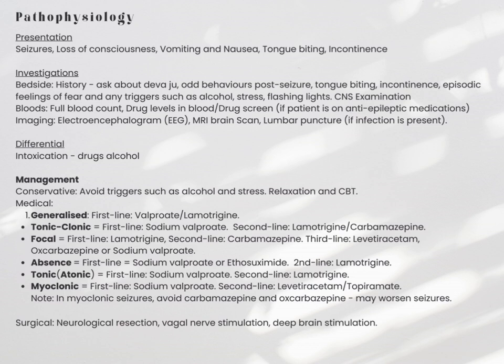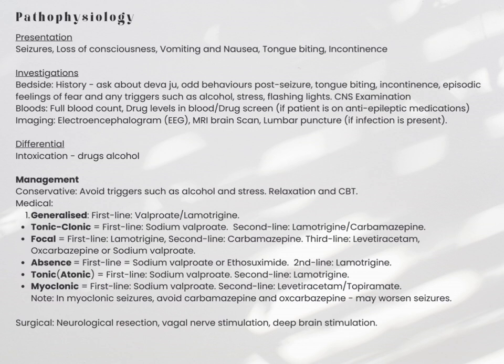For bloods, we can check for their drug levels and alcohol levels, to check for other triggers of epilepsy. And in terms of imaging, the first line is usually an electroencephalogram or an EEG, and then second line being an MRI brain scan. We can also do a lumbar puncture if there's signs of infection present.